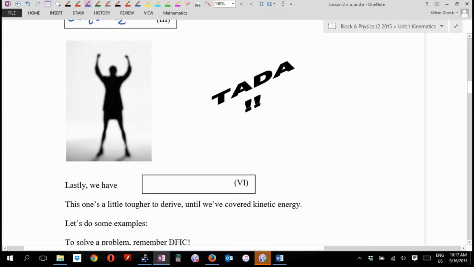Oh, lastly, we have this. VF squared equals VI squared plus 2AD. And again, I think on your formula sheet, it's V squared equals V0 squared plus 2AD. Hopefully you're comfortable flip-flopping between the two notations in your head. There's a lovely derivation, but later on this year, when we get to energy, it's going to pop right out in front of our face. So I'll save the derivation till then. This one's a little tougher to derive, but it pops up when we look at energy. Let's do some examples.